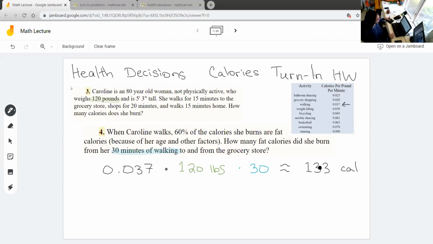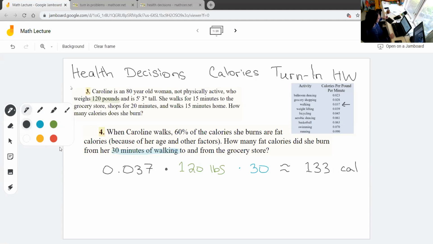Okay, so of that, some of that is fat and some of that are carbs. We talked a little bit the other day about when you're working harder, you're burning more carbs because your body needs short-term energy. When you're exercising at a more leisurely pace, you're burning more fat because you're using your long-term energy storage.